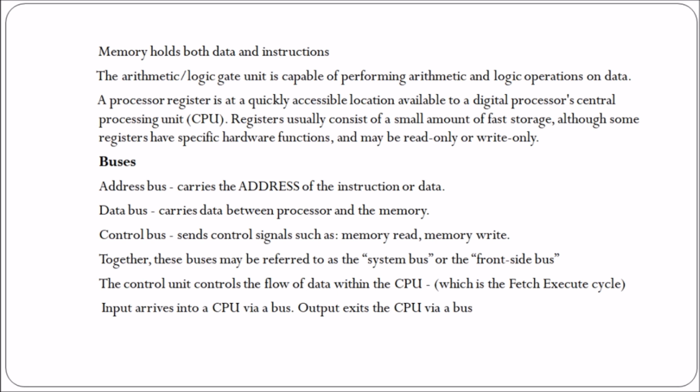Buses. Address bus carries the address of the instruction or data. Data bus carries data between processor and the memory. Control bus sends control signals such as memory read, memory write. Together, these buses may be referred to as the system bus or the front side bus. The control unit controls the flow of data within the CPU. Input arrives into a CPU through a bus. Output exits the CPU through a bus.